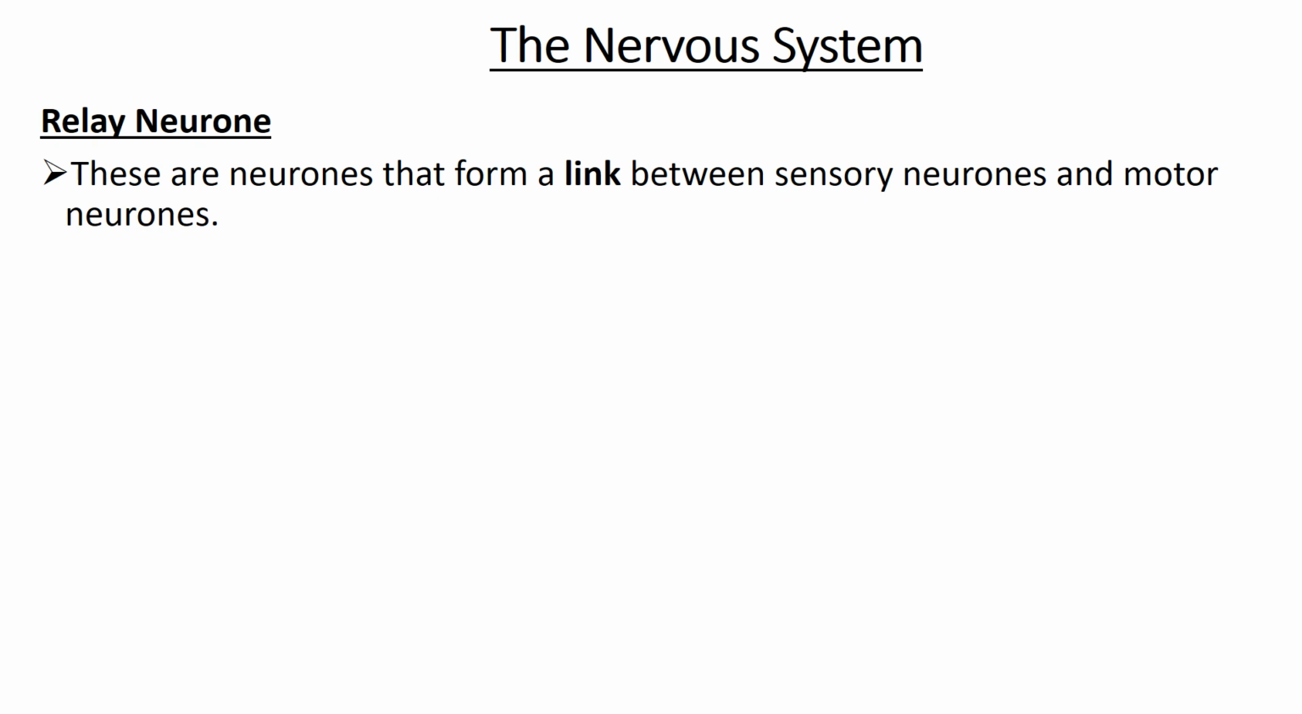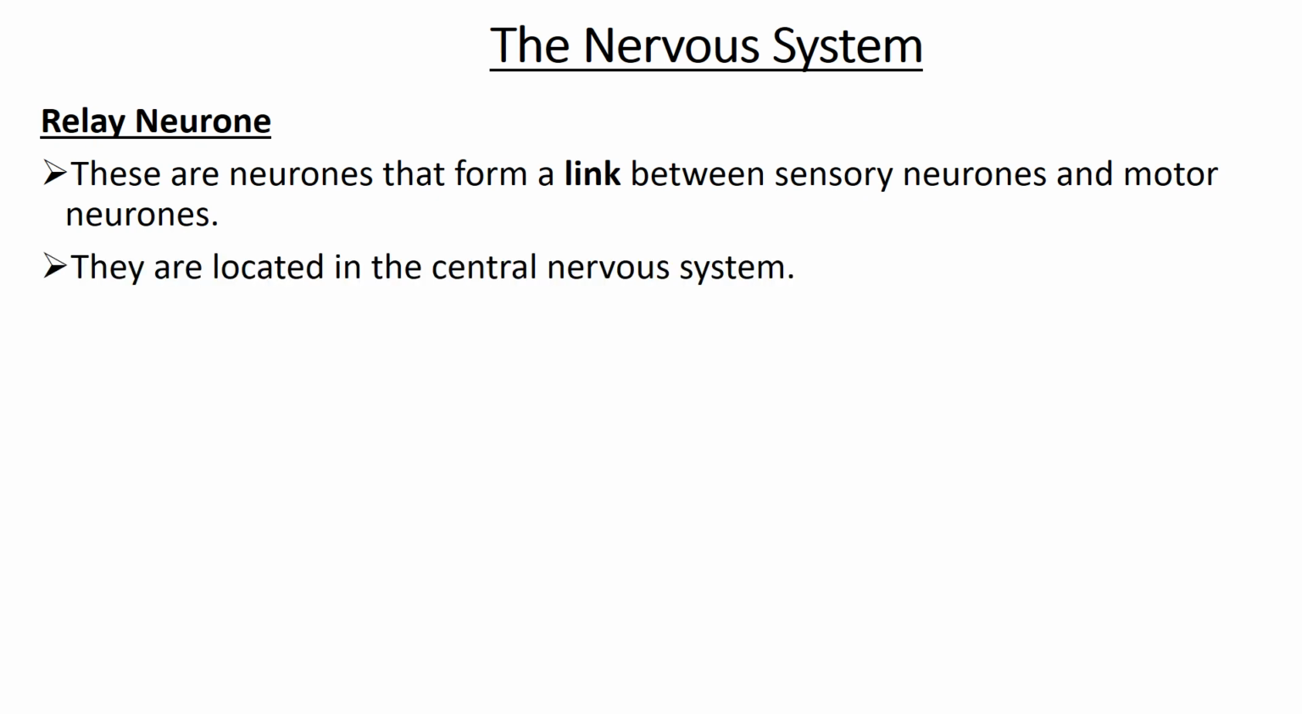They get information from the sensory neuron together with the commands that come from the central nervous system. They send the information to the motor neuron. So they act as a link between the sensory neuron and the motor neuron. And because of this, they are found in the central nervous system.